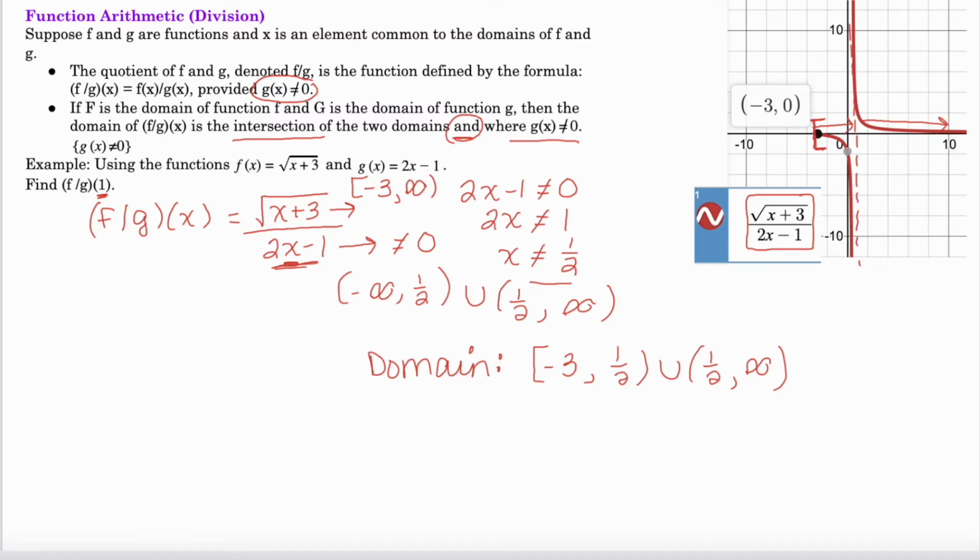So now let's actually evaluate f divided by g of 1. Still, wherever I see x, I'm going to replace it with 1. The square root of 1 plus 3 over 2 times 1 minus 1. Square root of 4 over 1, which is 2. So definitely take your time with these. Utilize Desmos to help you insert the function arithmetic operation that you're doing, so that you can definitely match the domain with the graph that you're seeing, which will be very helpful for you.